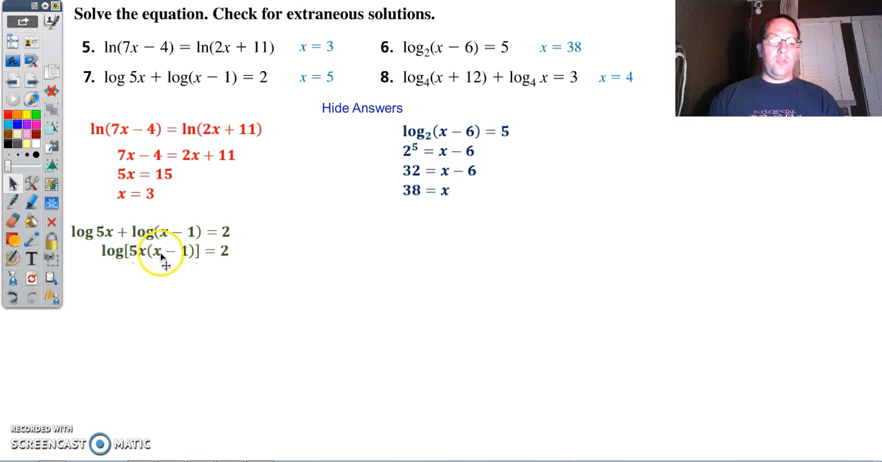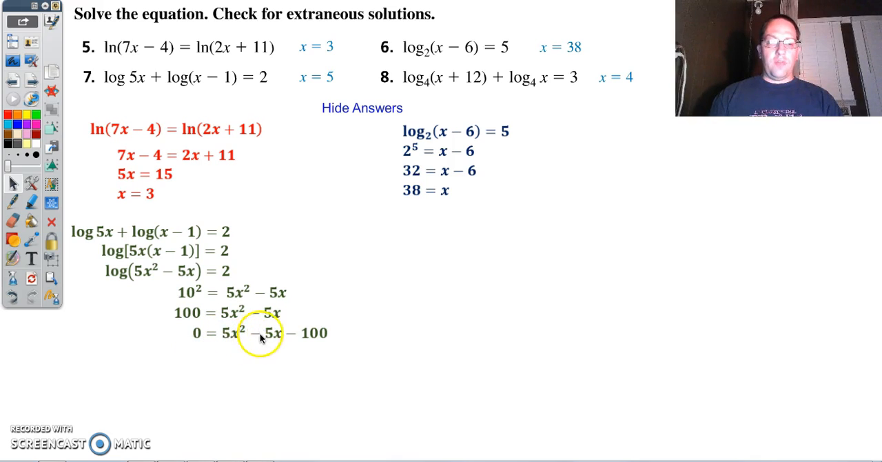And we go ahead and distribute that in there. So that gives us common log of 5x squared minus 5x equals 2. Going to write this as an exponent now. So common log is base 10. So that's 10 squared equals 5x squared minus 5x. Well, 10 squared is 100. Set this equal to 0, put it in standard form.